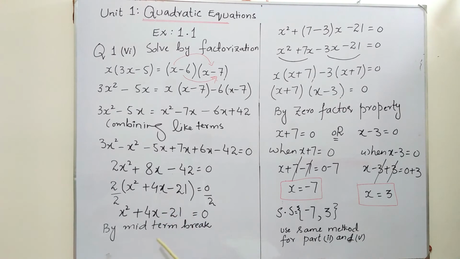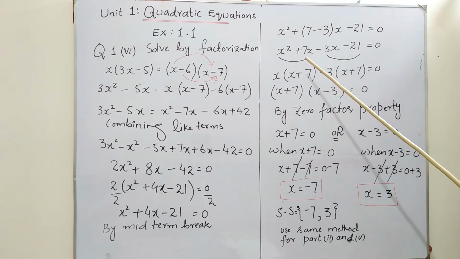Now we will apply the middle term rule. So we find out the factors of 21 from which we can get 4. So 7 and 3 are the factors. x square plus 7 minus 3 into x minus 21 is equal to 0. x square plus 7x minus 3x minus 21 is equal to 0.